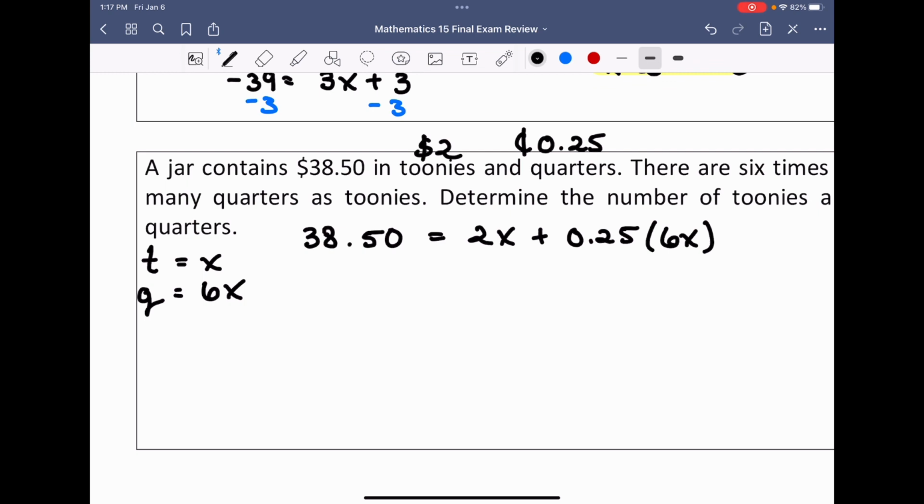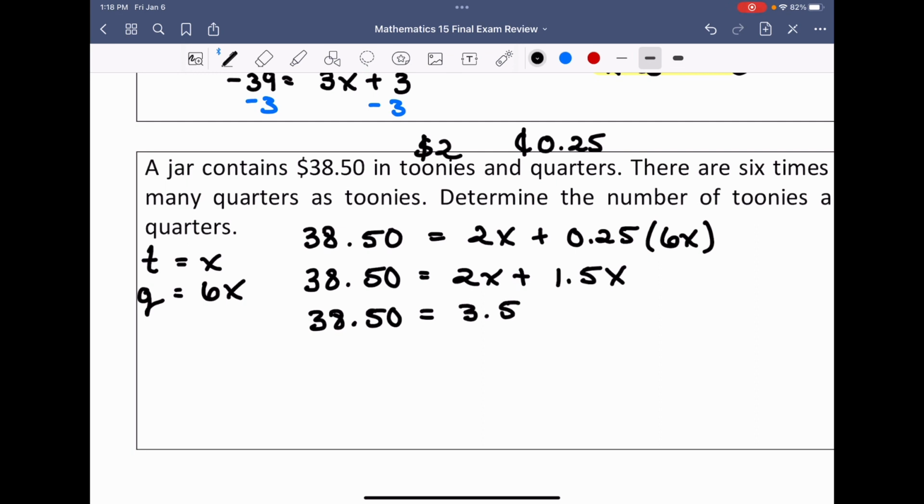Now, if we multiply this out, we're going to get 38.50 is equal to 2x plus 0.25 times 6, which is 1.5x. Okay. Now, we're going to add the like terms together. So $38.50 is equal to 3.5x. And now, just similar to what we do all the way through equations, I'm going to divide by that coefficient. 38.50 divided by 3.5 is equal to 11. x is equal to 11.